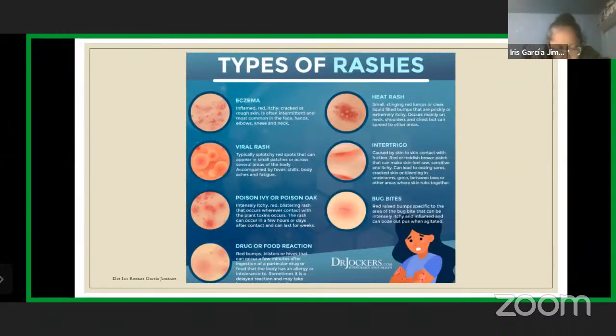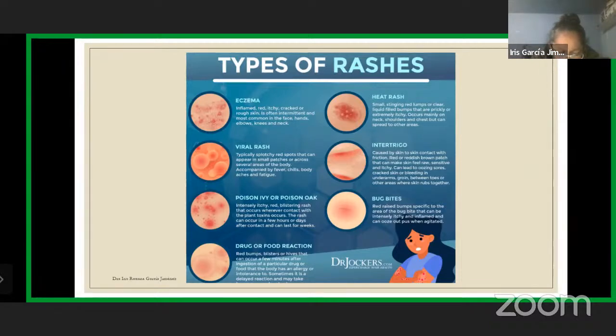Again, we have the types of rashes, considering some differences. Most of them were described in the previous slides, but now we have new ones. For example, the viral rash, or the poison ivy or poison oak, the drug or food reaction, that is important too, the heat rash, the intertrigo, and the bug bites. Very common situations, of course, and we all consider this every day.